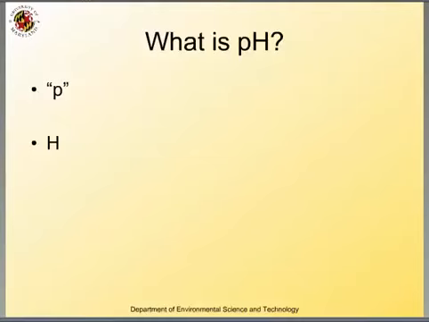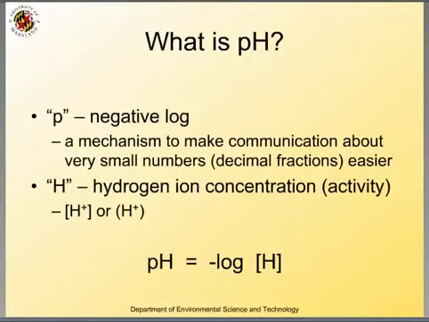You might wonder why we do this, but it'll become clear in a minute if it isn't already. P is just a mechanism used in science and engineering to deal conveniently with very small decimal numbers. Okay? And the H stands for hydrogen ion concentration, actually activity. If you know enough to know the difference between those two, I don't know what you're doing here. So I'll just act like it's concentration. But anyway, pH means the negative log or the inverse log of the hydrogen ion concentration.